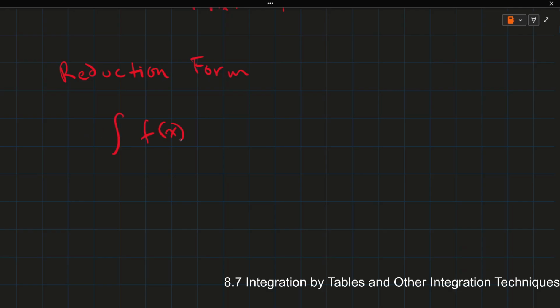f of x is a crazy function we can't handle. It's not even necessarily directly in the table, but what we can see is it can be broken up into maybe a simpler function plus the integral of another function. Sorry, the tables give you this formula. That's what I'm trying to say.